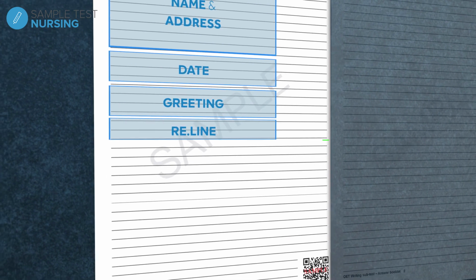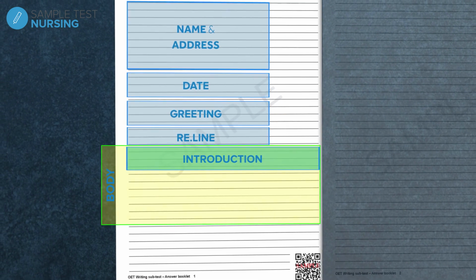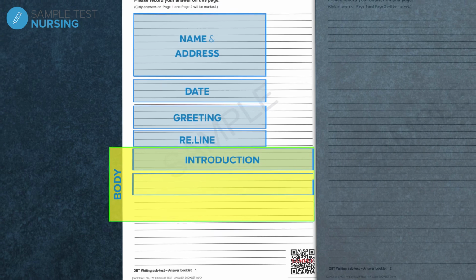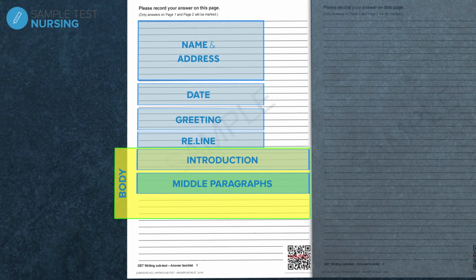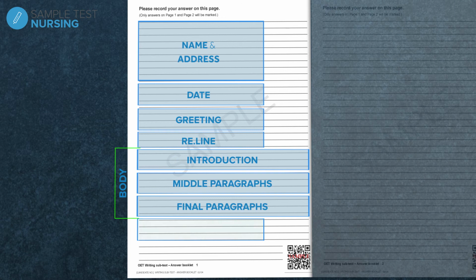Then will come the body of my letter, the paragraphs. The introduction, introducing the reason for writing, then the history paragraph, the current situation paragraph, and finally the request paragraph. Underneath all of this, I will add my ending, yours sincerely, and finally my job title, nurse.